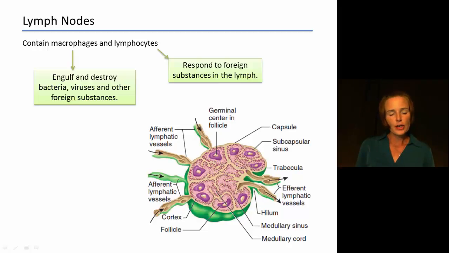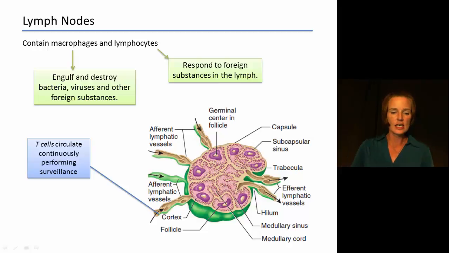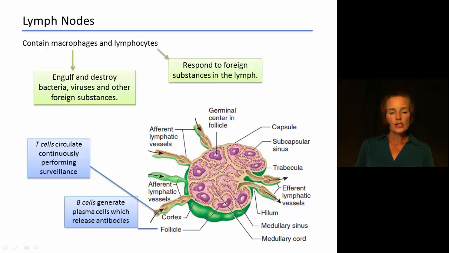So here's a look at a lymph node. In looking at this, you can see that we have a region which is going to be called the cortex. And in the cortex, we have T cells that are going to be circulating continuously. And the job of those T cells is really going to be surveillance. So they are looking for foreign material. We also have follicles here, and the follicles are going to contain B cells that generate plasma cells which release antibodies. So the two of these together are functioning inside of the lymph node to help it respond to any foreign substances, bacteria, viruses, things that might be present in the lymph.